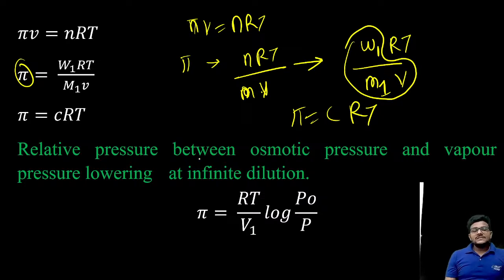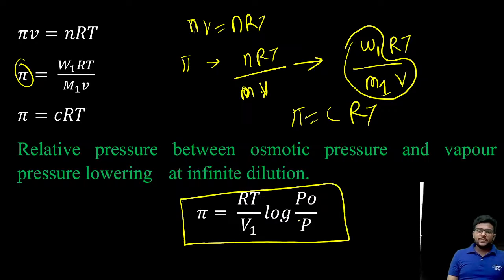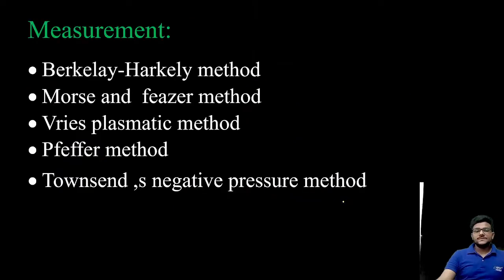The relationship between the osmotic pressure and the vapor pressure lowering at infinite dilution is π = (RT/V1) log(P naught/P). So this is a very important relationship. The same applies to this colligative property, as we discussed for the last three properties: relative lowering in vapor pressure, elevation in boiling point, and depression in freezing point.